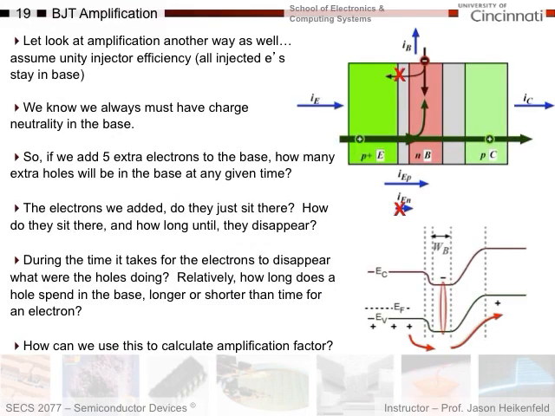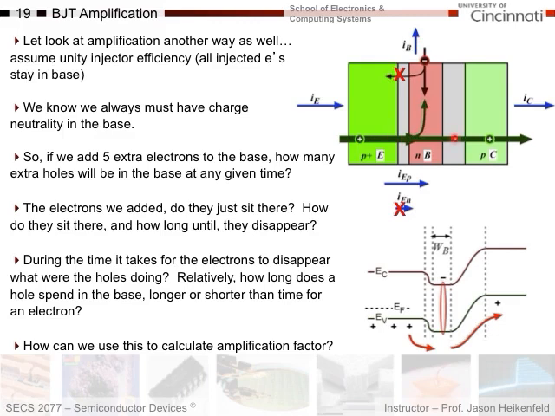So, now I want to look at amplification one other way as well. And how we're going to do this is we're going to assume unity emitter injection efficiency. Basically, neglect electrons coming this way, assume it's almost all holes. And that's a pretty fair assumption because this is so heavily doped compared to this side that the amount of electrons coming this way is just minuscule. You really don't have to worry about it if you design the BJT well. And so I'll assume that the only component left for the base current are those electrons which have to recombine with holes that don't make it across the base.